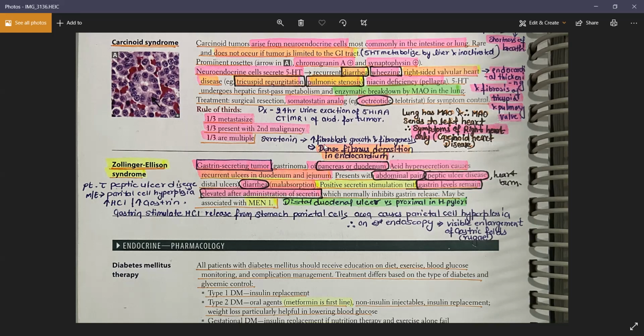Okay. So for the treatment, we will give the patient somatostatin analogs, for symptom control, of course. And the second thing is the surgical resection of the tumor. 1/3 of the tumors will be metastasized. 1/3 will be secondary, with a secondary malignancy also. Okay, and 1/3 are in multiple locations. Okay, very important. So, any doubt on this tumor so far?